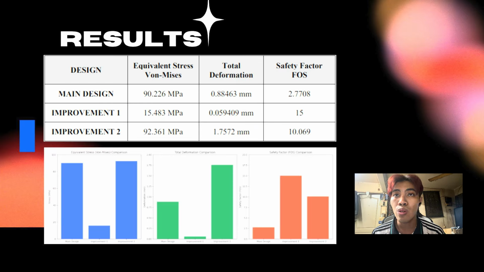For improvement 2, we got 92.361 MPa and 1.7572 mm for the total deformation, and 10.096 for safety factor. And for the picture down there, you can see I have separated all the stress, deformation, and safety factor into 3 bars. So there is the comparison that you can see.